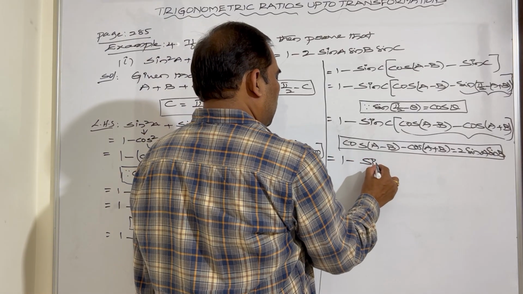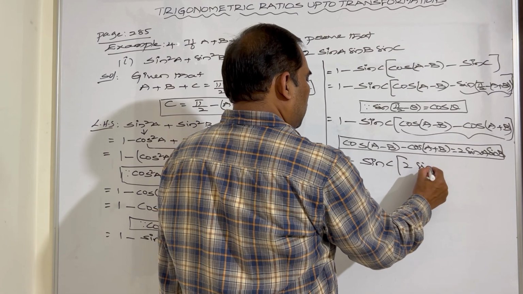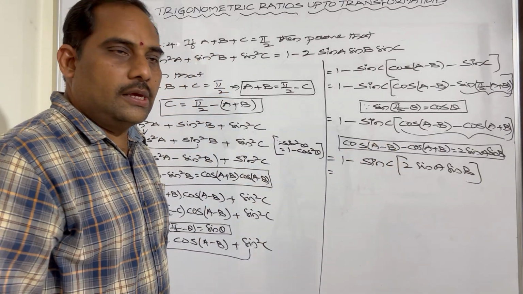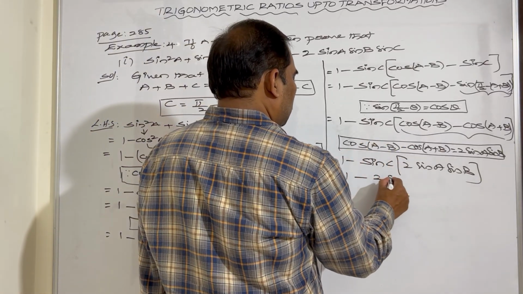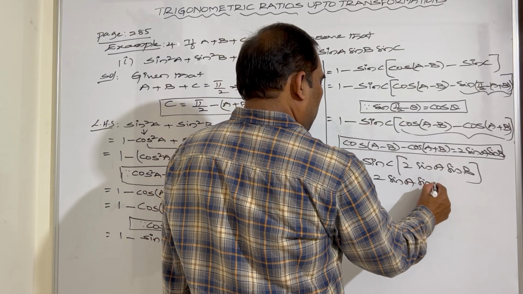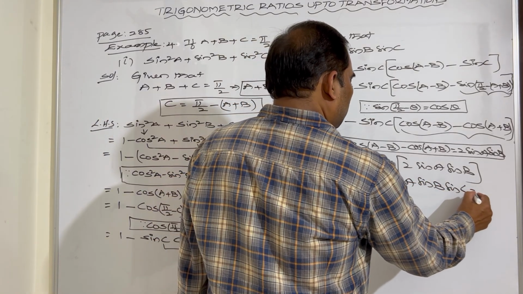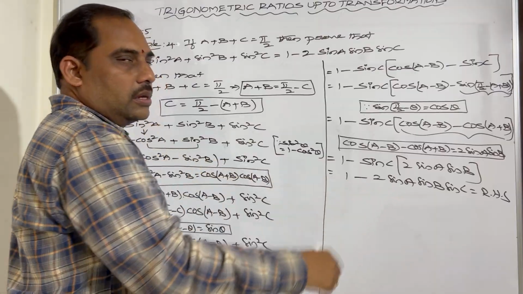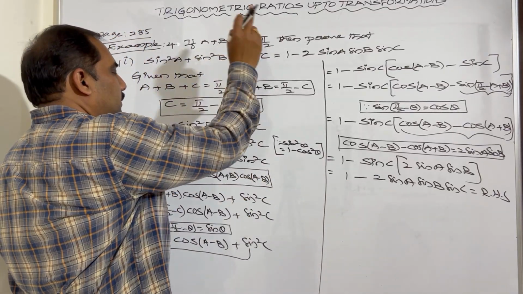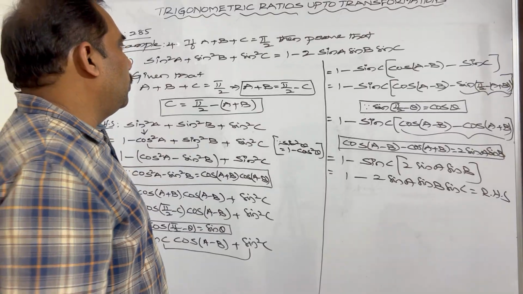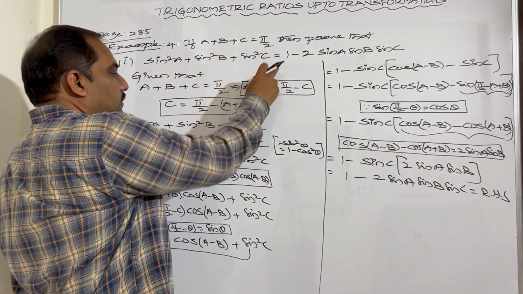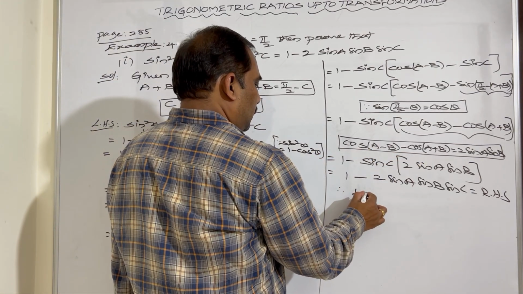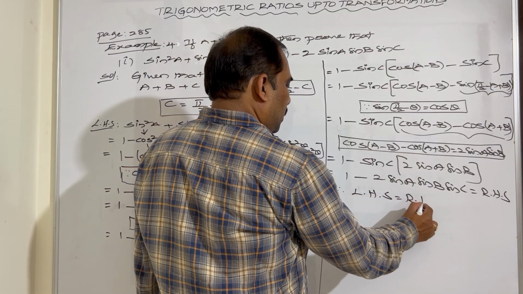Now 1 minus sin c into 2 sin a sin b. Further it becomes, if you multiply with minus sin c, 1 minus 2 sin a into sin b into sin c. Observe here, this is the RHS we required to prove, 1 minus 2 sin a sin b sin c. Therefore, if a plus b plus c is equal to pi by 2, then we have proved that sin square a plus sin square b plus sin square c is equal to 1 minus 2 sin a sin b sin c. Therefore LHS is equal to RHS.